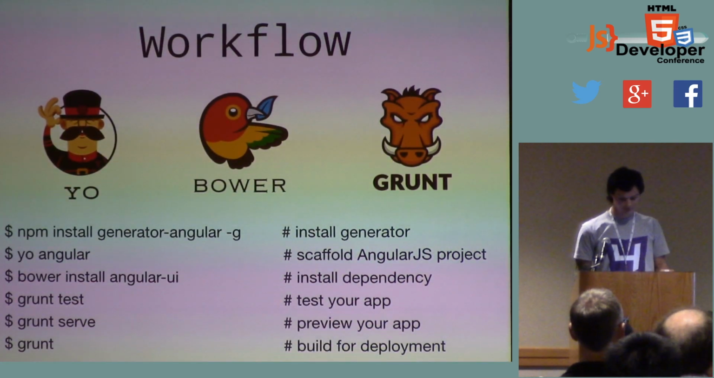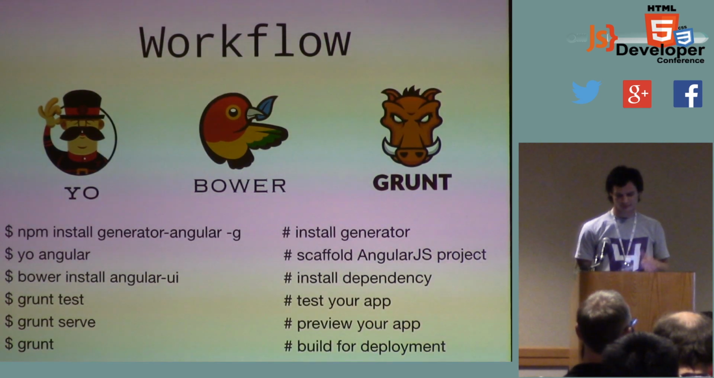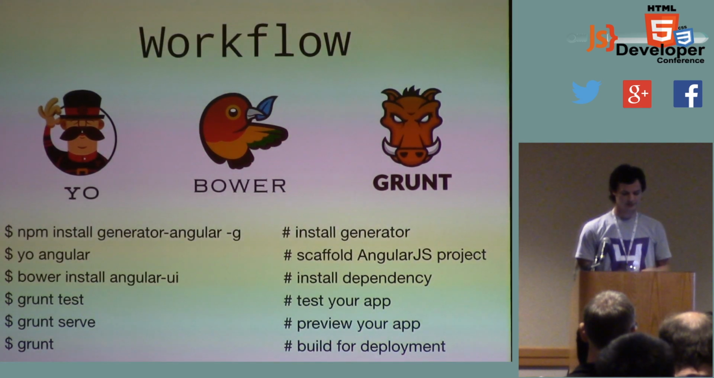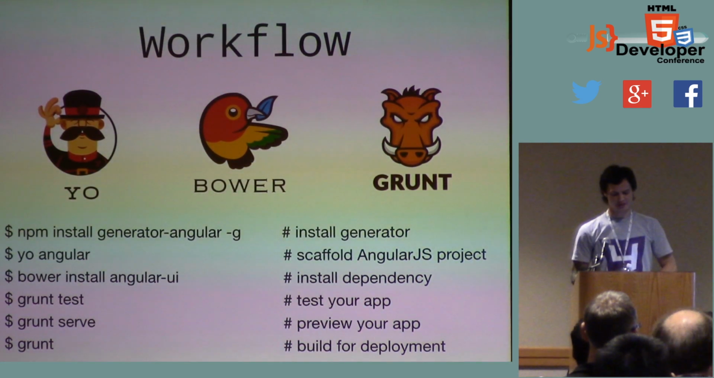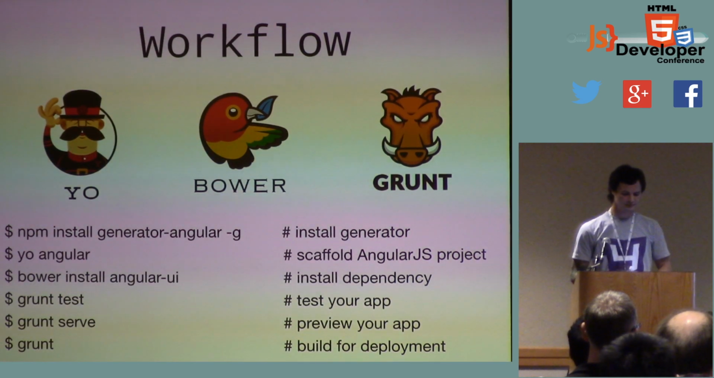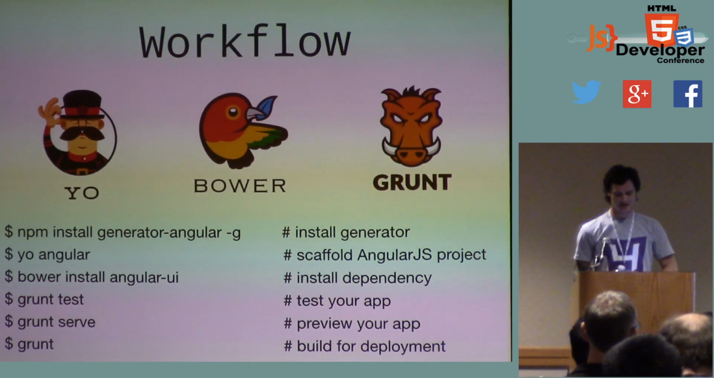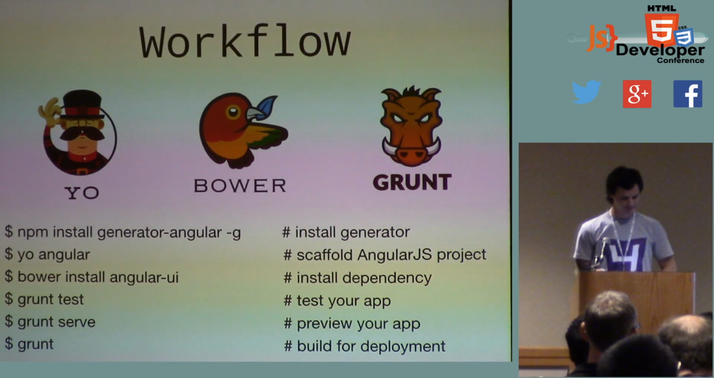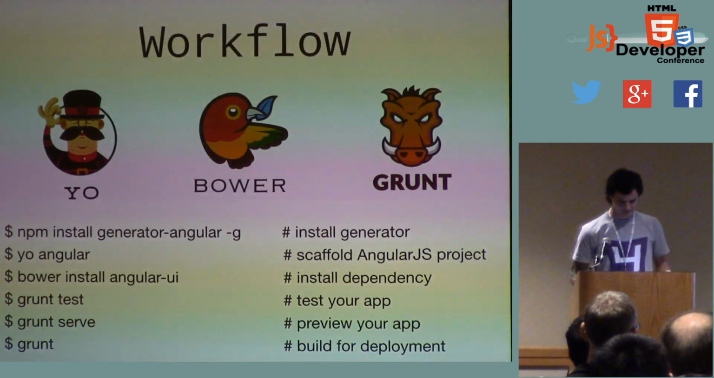Okay, so the workflow consists of Yo, Bower, and Grunt. Yo is a scaffolding tool, Bower would be your package manager, and Grunt would be your build tool. So the general workflow would be: you install a generator using npm install generator-, the name of the generator. Then you invoke that generator. Then you install any kind of dependency you want. You test your app, you serve your app, and then you build your app for deployment.